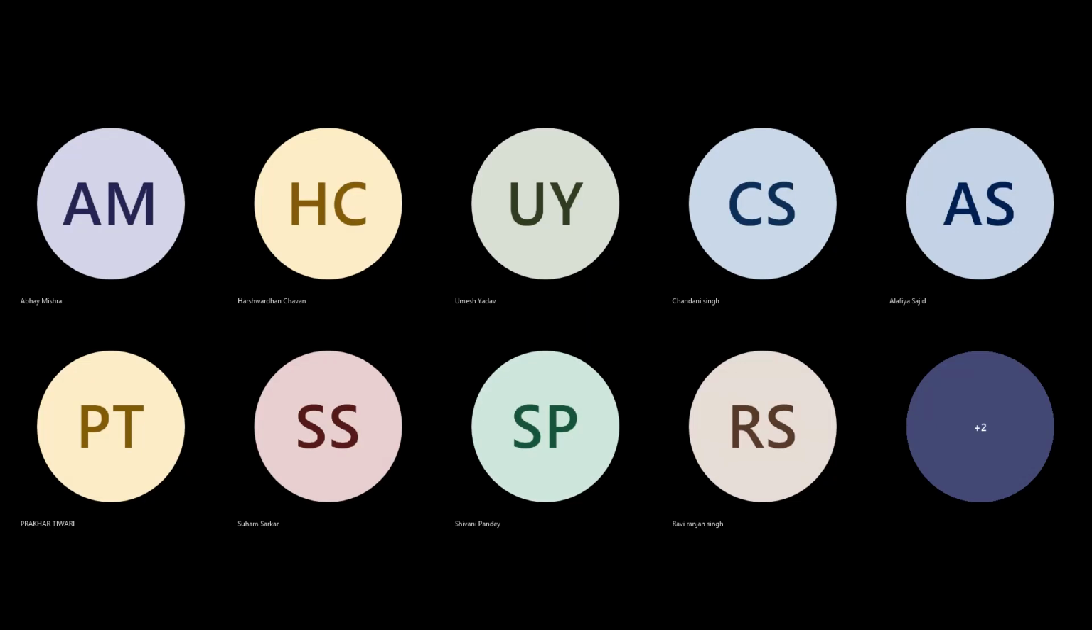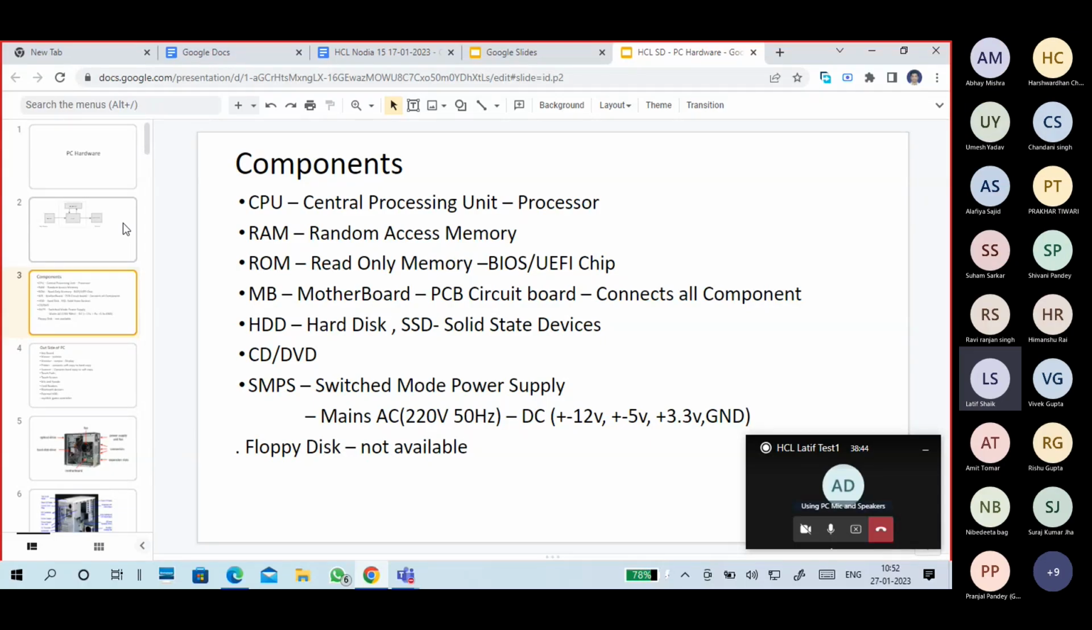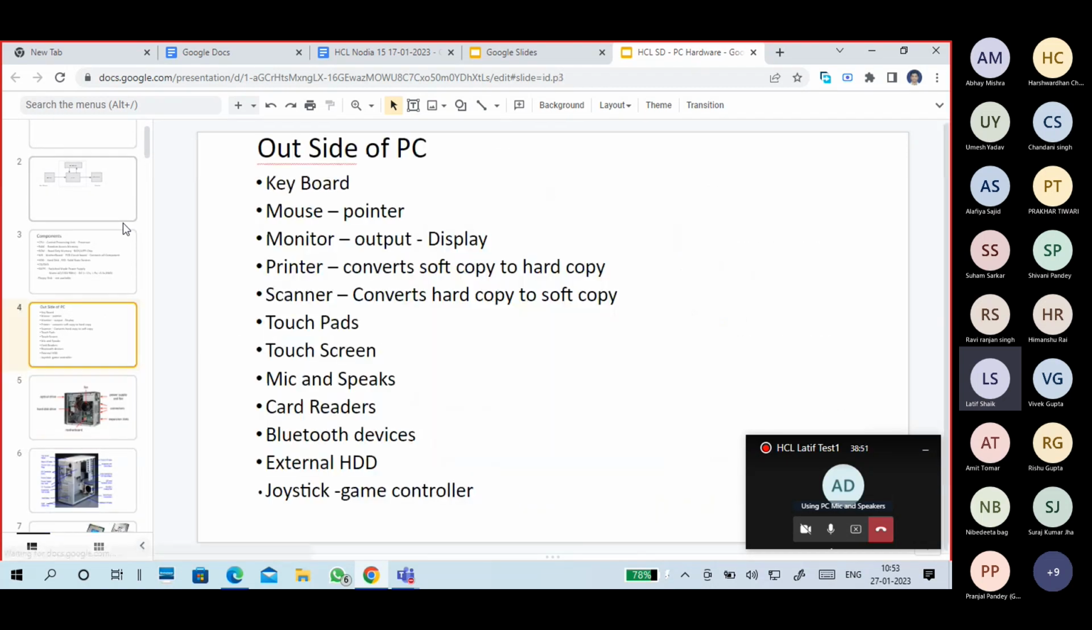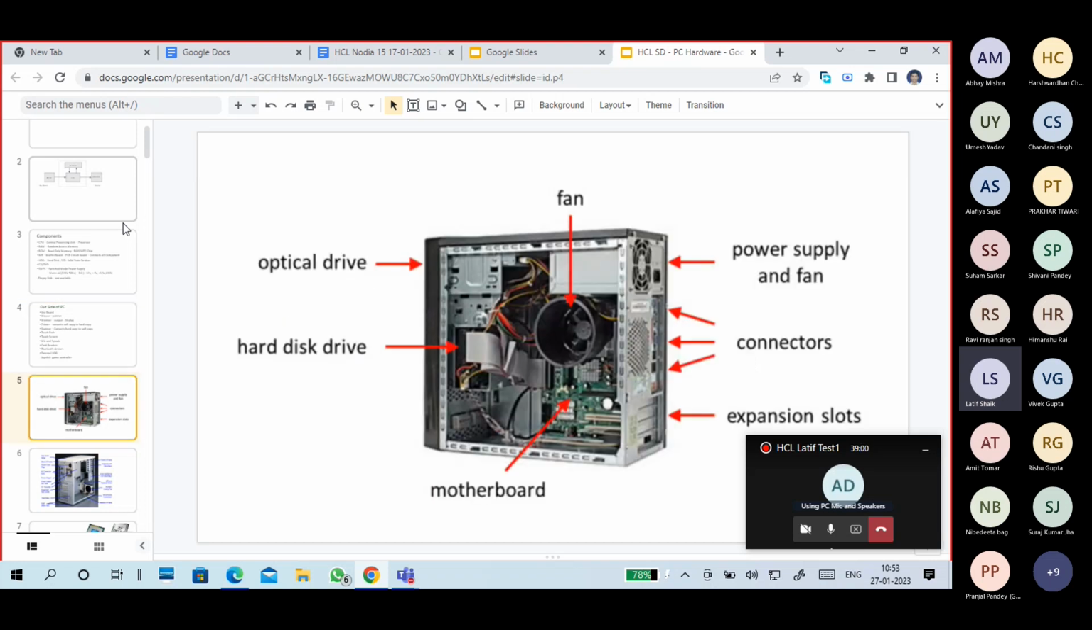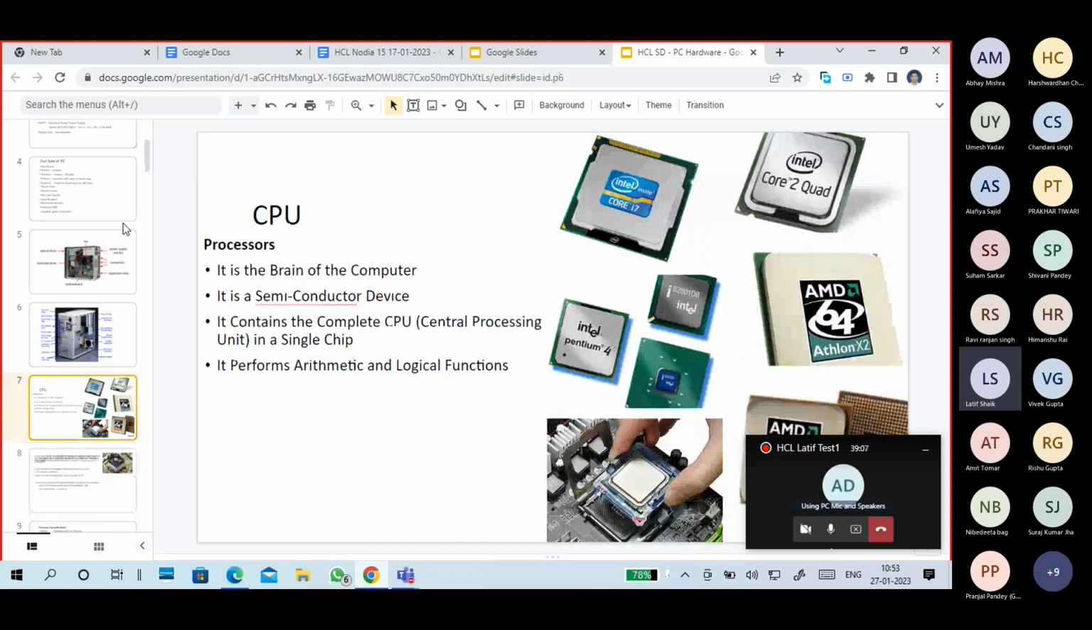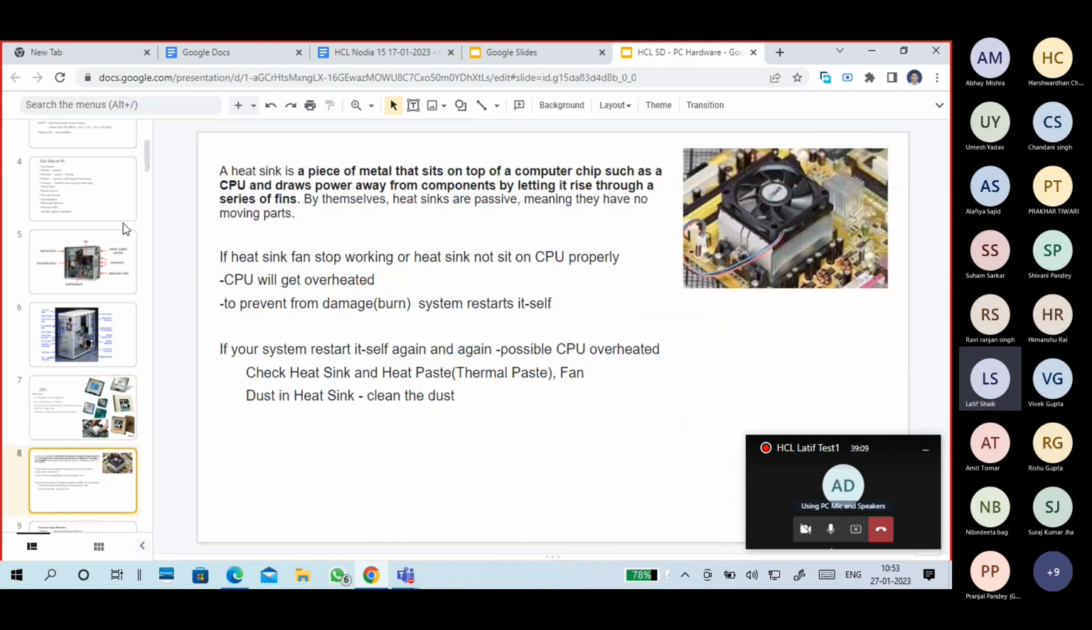So far we discussed CPU, RAM, and ROM, and the motherboard is pending. Okay, so we'll see what are the pending parts. We discussed different components, both internal to your system and external connectivity, like printer, scanner kind of stuff. How the cabinet looks, how CPUs look, and what the heat sink fan and heat sink paste are.